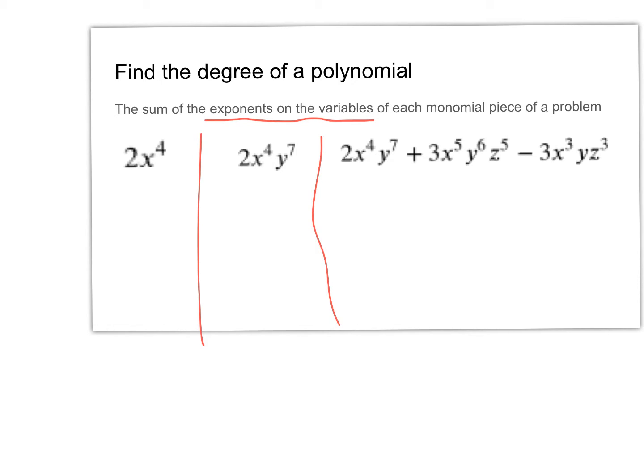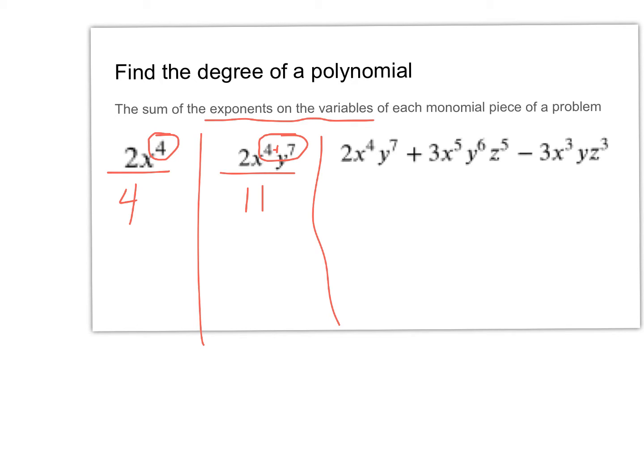Now we're going to start with a simple monomial. In this case, the degree, or the exponent that I have showing here, is a 4. So you would say the degree of this monomial in this first example is just 4. Now another monomial that I have here has 2 variables. So again, I'm going to add these exponents together, and now I'm going to have a degree of 11.